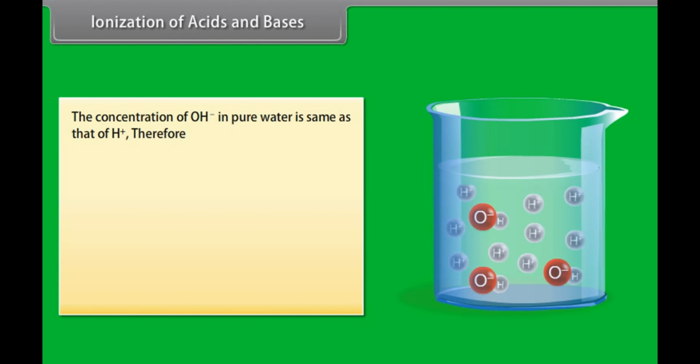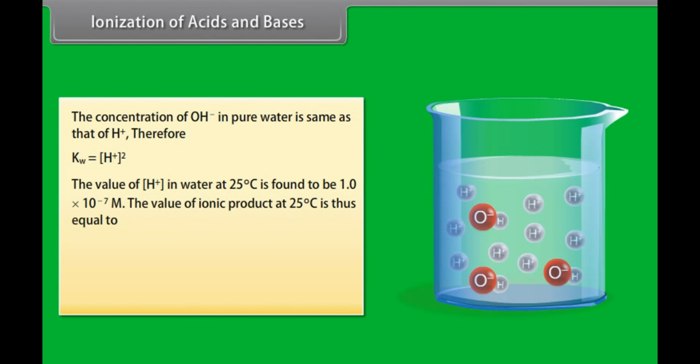The concentration of OH- in pure water is the same as that of H+. Therefore, Kw is equal to [H+] squared. The value of [H+] in water at 25 degrees Celsius is found to be 1.0 times 10 raised to the power minus 7 M.